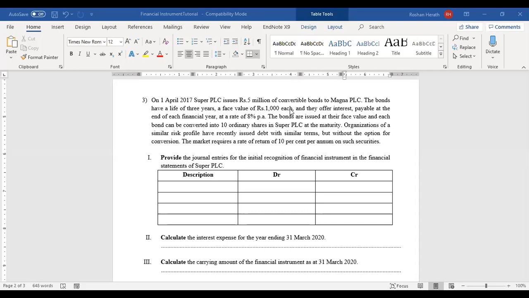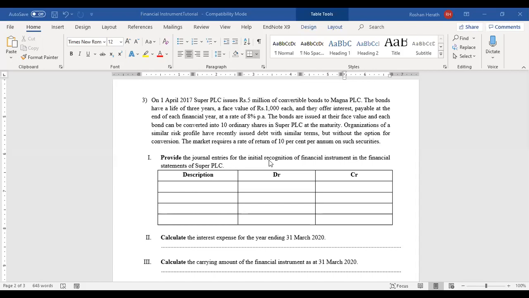So that is the rationale for how we have managed to issue this at a lower interest, because the market may expect 10% if the option for conversion is not there. If it comes with the option to convert, then the market may be ready to accept something less. That is rational. Okay, good.